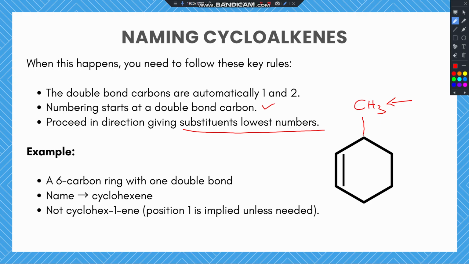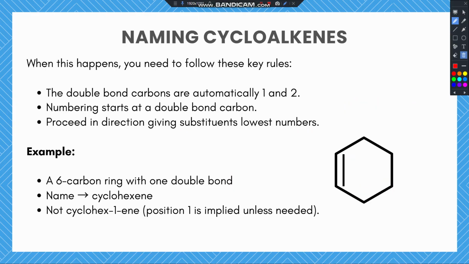So if I start counting from this position over here, 1, 2, 3, it means this substituent will be attached to carbon number 3. But if I started counting from the first carbon atom, 1, 2, 3, 4, 5, 6, this substituent will be on carbon number 6. So that would be the wrong way to count. I want to count it in such a way that the carbon atom that carries this branch gets the lowest possible number. So it will be 1, 2, 3, 4, 5, and 6.